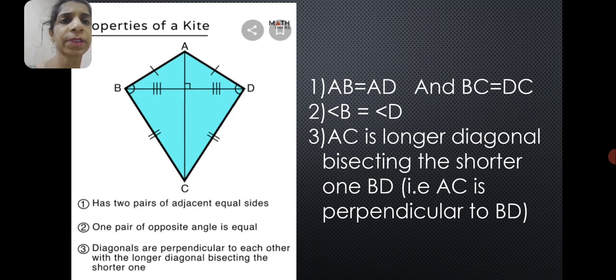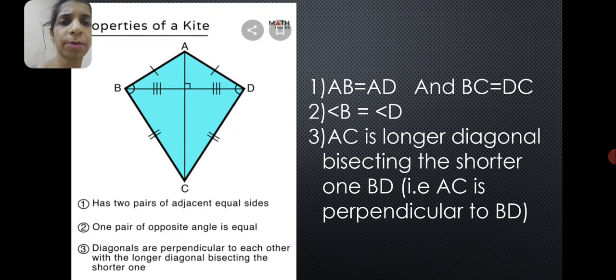AB is equal to AD and BC is equal to CD or DC. Next property of a kite is that one pair of opposite angles is equal. Angle B is equal to angle D. Let's move further with the properties of a kite.